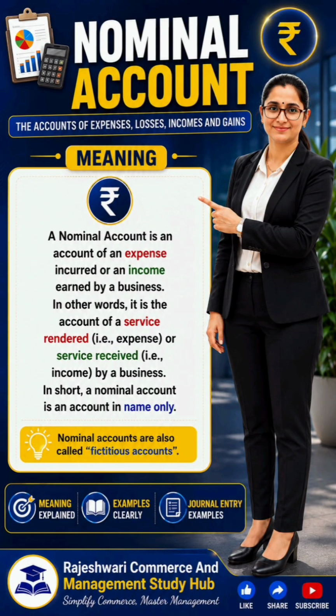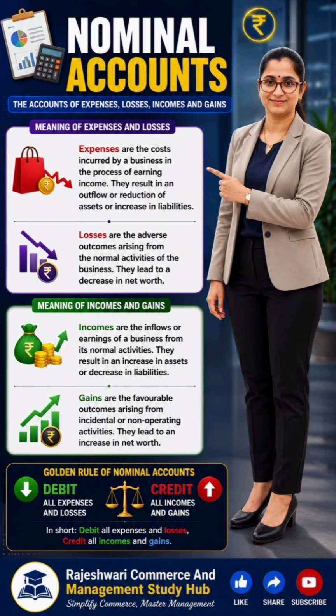Before moving to the journal entries, let us understand the meaning of nominal account. As we already know, the nominal account deals with the incomes and expenses. Expenses means whatever you have incurred. Whenever you use some service, for that you will pay. So that is called the expenses. And income is whenever you render some service, you will receive an income for it. That is earned. And nominal account is also called a fictitious account. Nominal account consists of expenses, losses, incomes and gains.